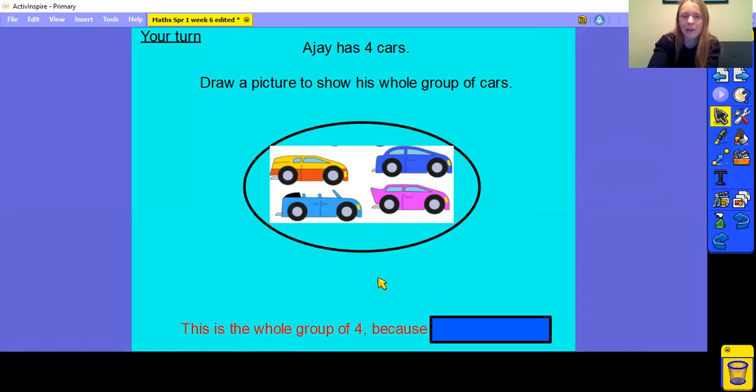Now let's do it together. This is the whole group of 4 because I have all of them. It says AJ has 4 cars and I have all of his 4 cars. So I know that I have the whole group.